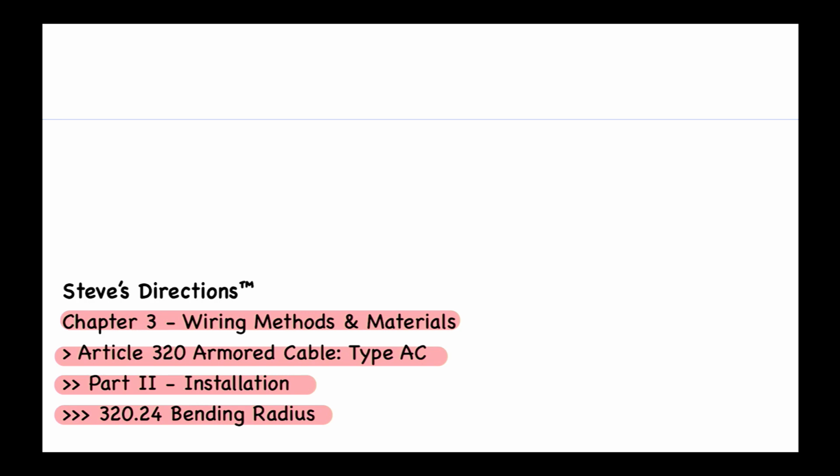Bends in type AC cable shall be made such that the cable is not damaged. The radius of the curve of the inner edge of any bend shall not be less than 5 times the diameter of the type AC cable.